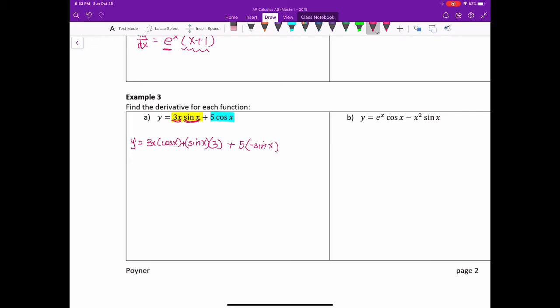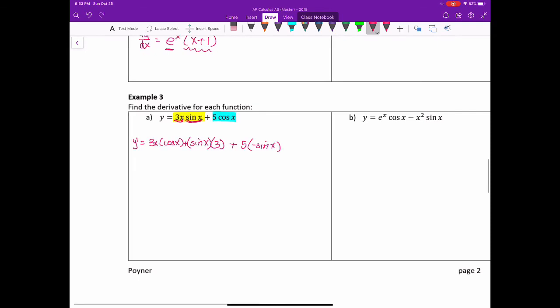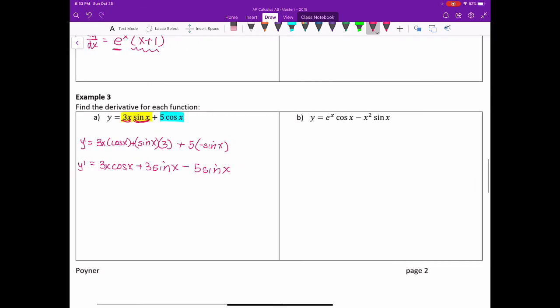But if you look in part B over here, the second term has x squared times sine of x. That one you have to split up and use the product rule because this in front of sine is not a constant. It is a function with a variable in it. But in our case here, for part A, you don't have to do that. So let's simplify that a little bit. We have 3x cosine of x plus 3 sine of x minus 5 sine of x. And that's y prime.